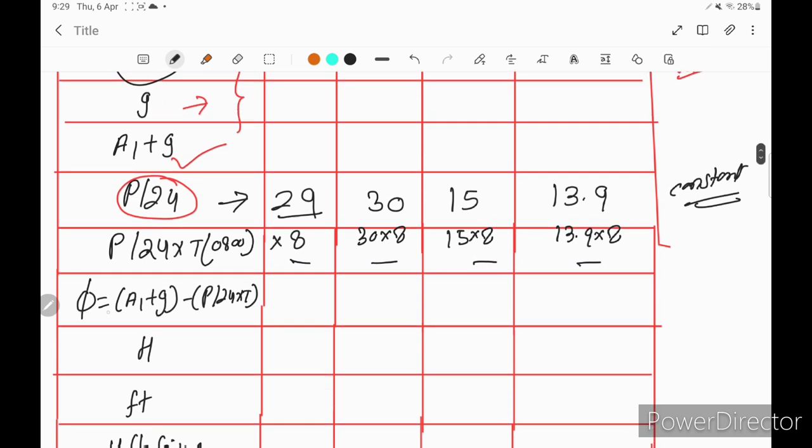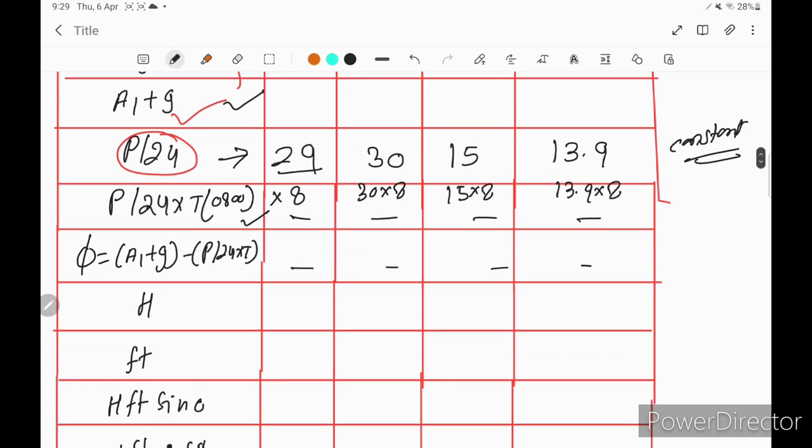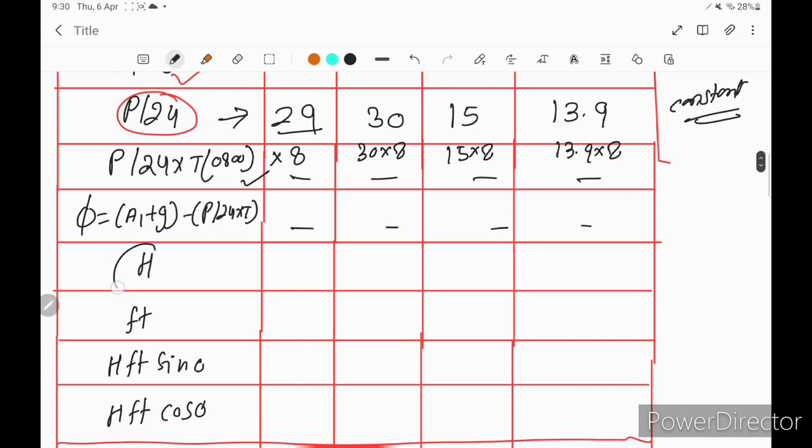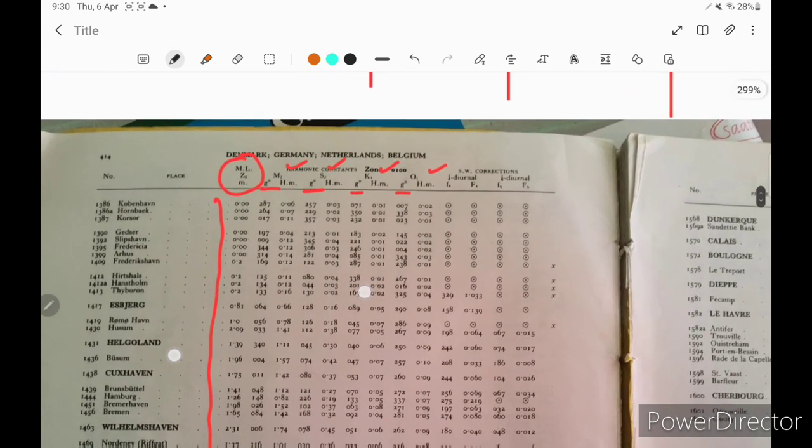Now theta is equal to A1 plus G minus P divided by 24 into T, and from this value you subtract this value and write exactly what you get. If you get more than 360, no need to change anything, write the same value. If you get a minus, no need to change anything, write minus. Now from where will you get the H value? Again come to the table.